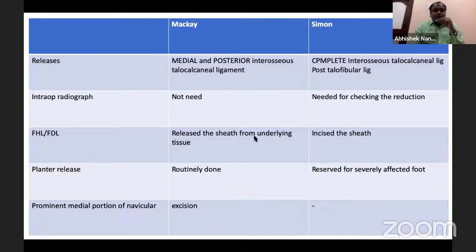Now FHL and FDL. This is the important thing where Mackay advocated that only the sheath be released, but Simmons incised the entire sheath. Plantar release was routinely done in Mackay, but it was done only for severe cases in Simmons. The prominent medial portion of the navicular was also excised in Mackay, which was not done in Simmons.